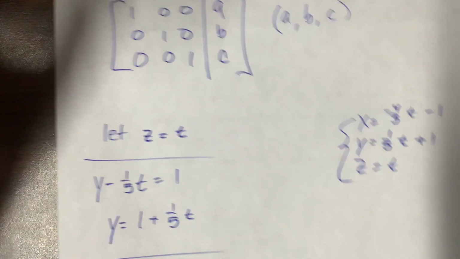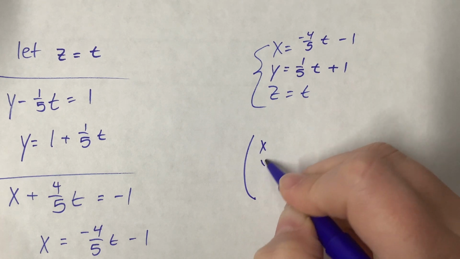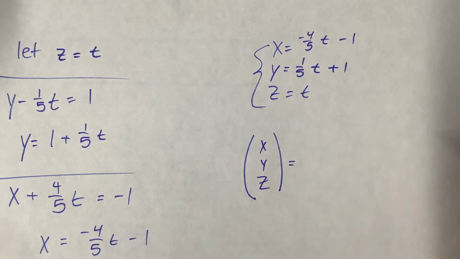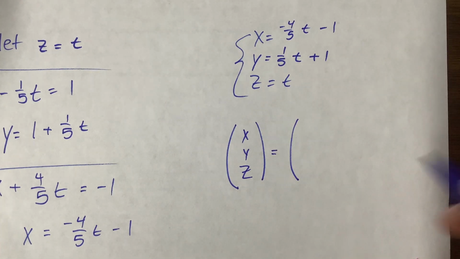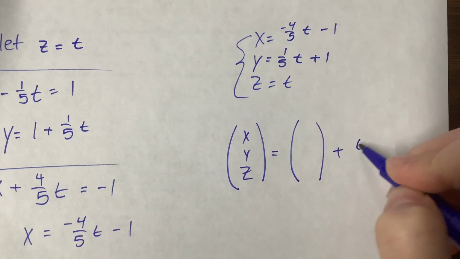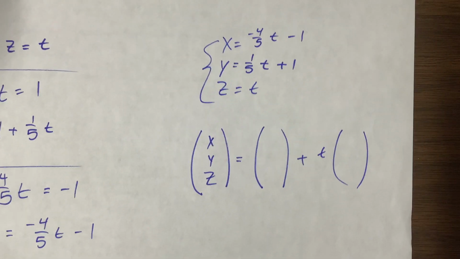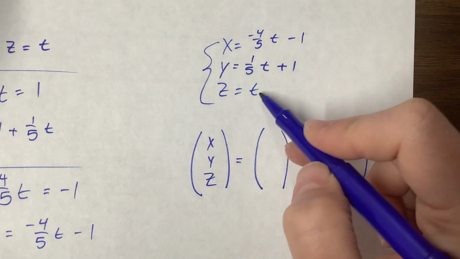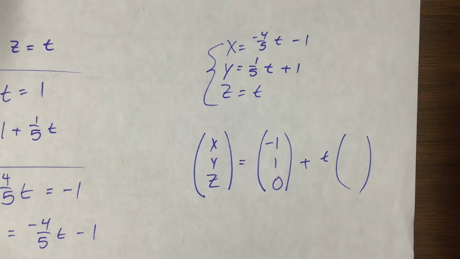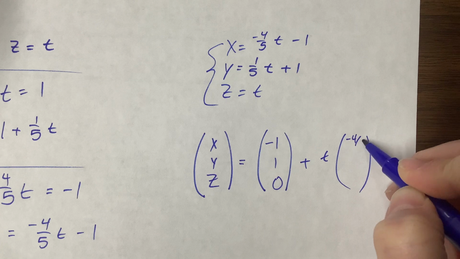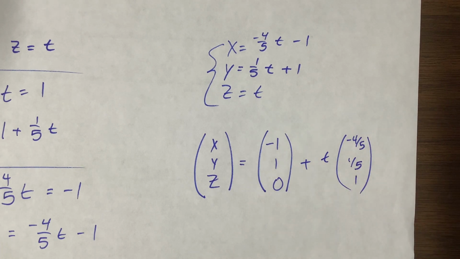So what you may notice is this is in parametric form. This is the equation of a line. If I wanted to go from parametric to vector, I have my position vector plus t times my direction vector. The position vector was these values. Well, there's nothing here, so -1, 1, 0. And then it's t times -4/5, 1/5, and 1.